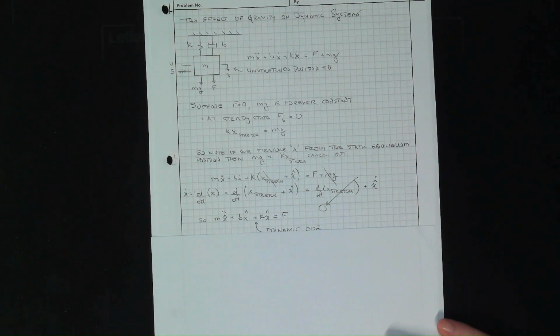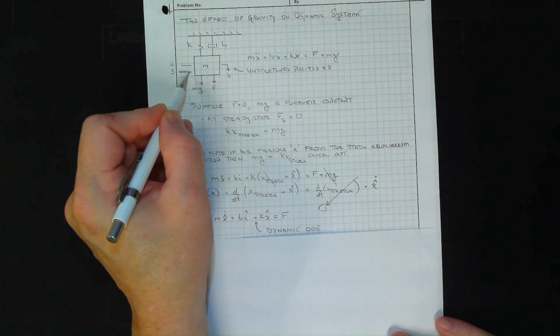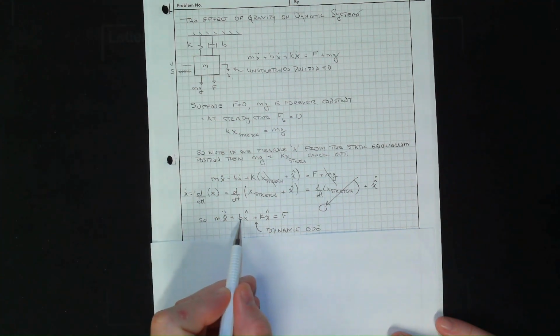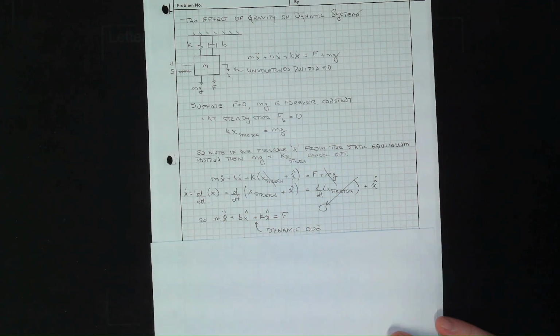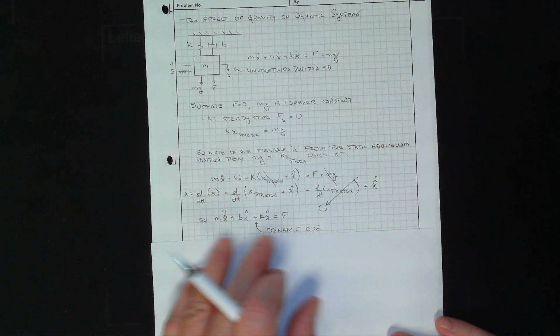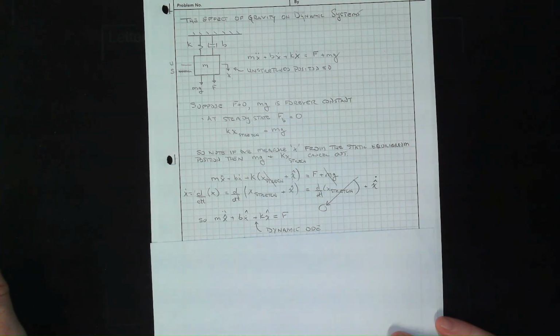So I can rewrite my differential equation as m x hat double dot plus b x hat dot plus k x hat equals F. The hat simply means I'm measuring it from the static equilibrium position where the spring is stretched. This is called the dynamic ordinary differential equation. All the static effects that are forever constant have been canceled out.